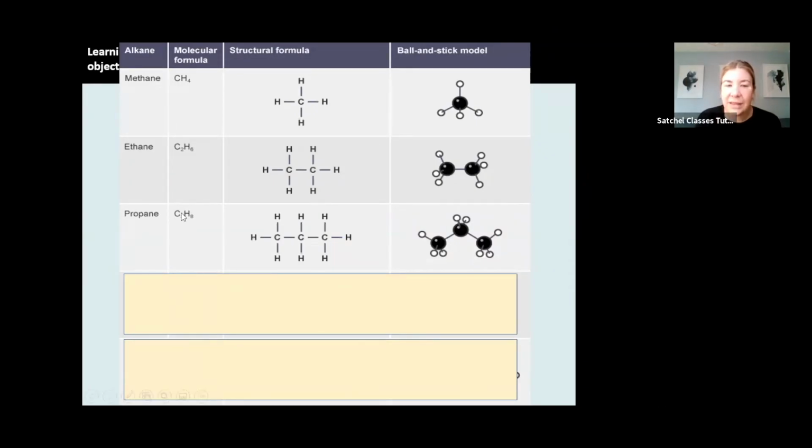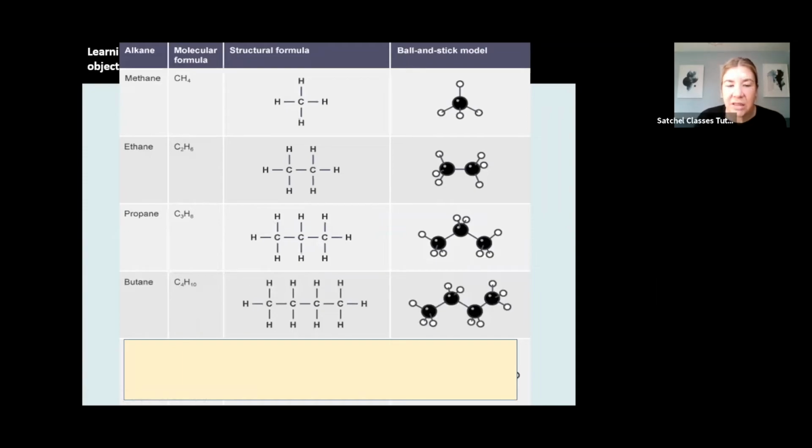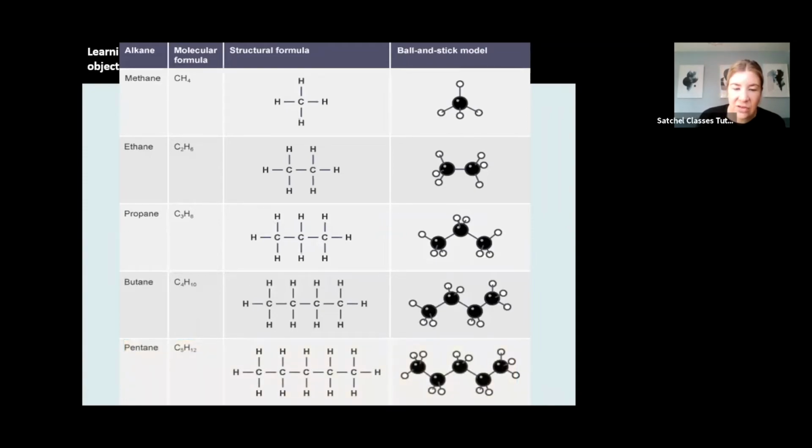So propane, C3H8, well done if you got that correct. Butane, C4H10, and pentane is C5H12. So if you need to pause this video, I think it's a great idea to make sure that all of these are correct. And if you haven't got them correct, it's completely fine. Make sure you make your corrections, okay?